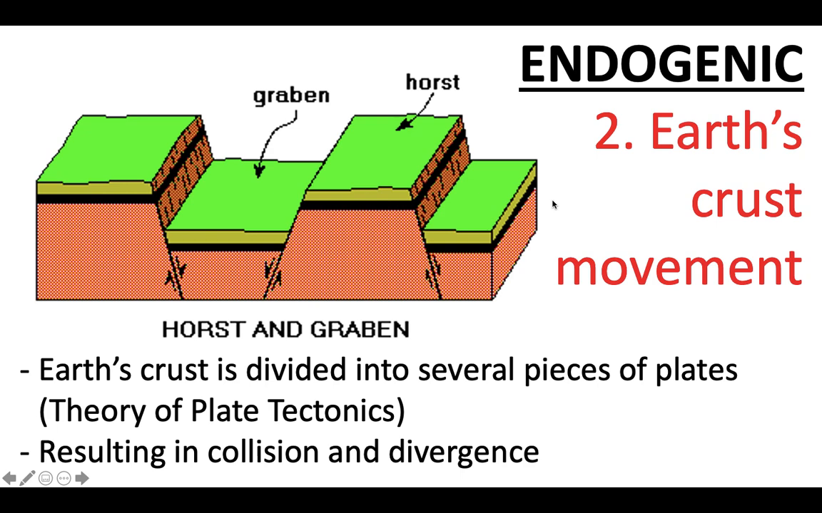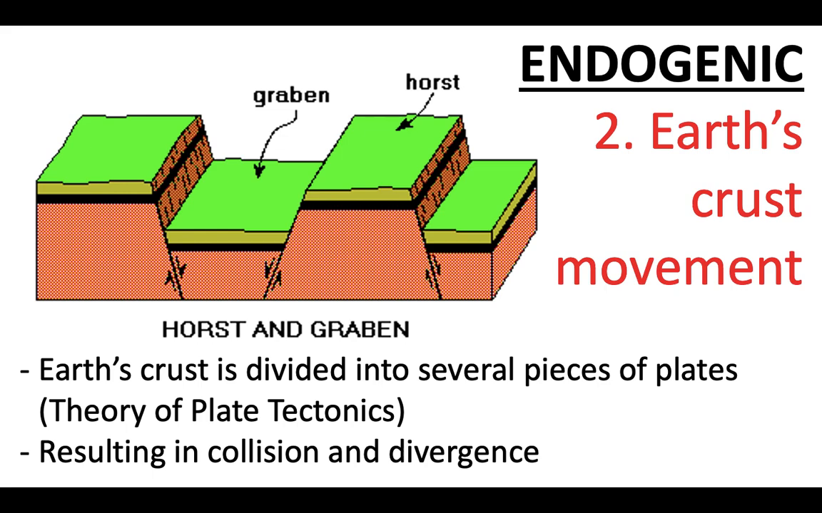Okay, yang kedua is the earth crust movement. So inilah yang kita panggil the theory of the plate tectonics. According to the theory of the plate tectonics, the earth crust is divided into several pieces of plates. Ini yang kita cakap tadi tu. Ada beberapa plates dah dalam dunia ni. So actually dia daripada satu plate ni dia become several plates, and then these plates ni dia akan move. Okay, so these plates constantly move, and then it will resulting in collision and also divergence.